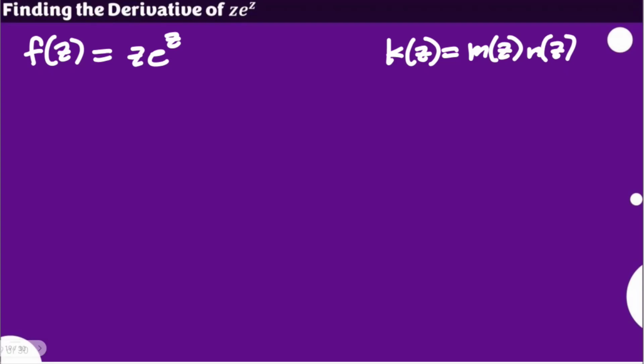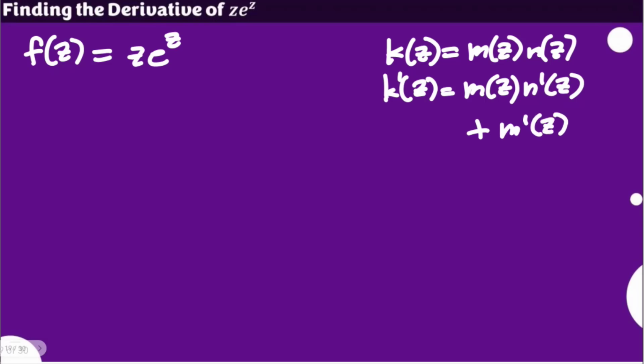That's n, right? So the first derivative of k of z is the first function times the derivative of the second function plus the derivative of the first function times the second function. You can of course rearrange them because it's under addition. Okay, so addition is commutative. It's okay to do that.